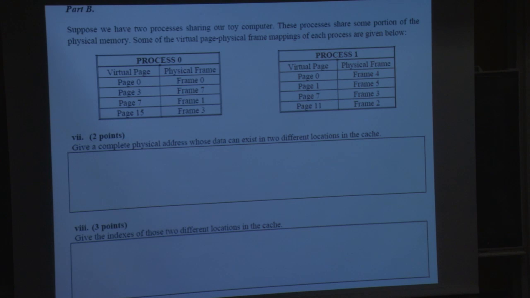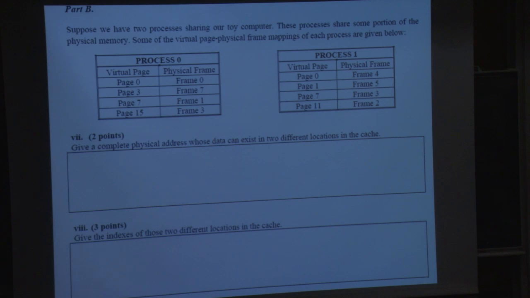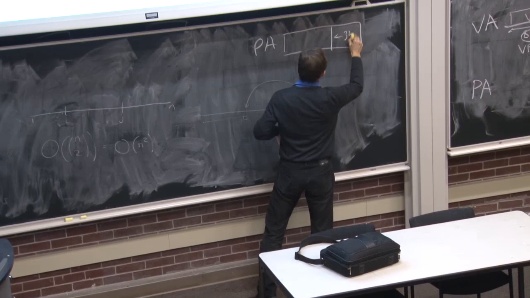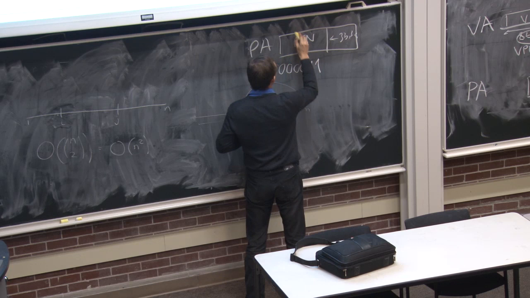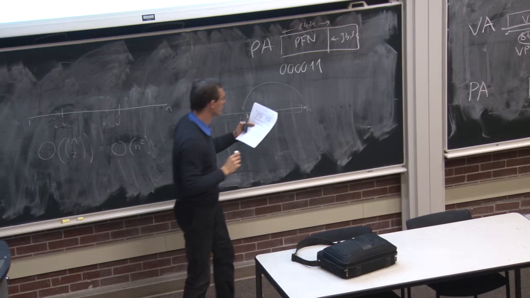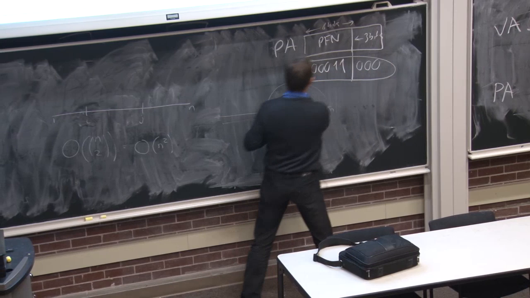And frame 3 maps to page 15 and page 7. But we're asking for the physical address. So the answer is any location in frame 3 can potentially go to multiple locations in the cache. So what is an address in frame 3? Again, I'll replicate our physical address here at the bottom. 3 bits is the page offset. This is the physical frame number. So our physical frame number should be 000011, because this is 6 bits, and we want an address in frame 3. Any address in frame 3 would do. So I'll just take the first byte in frame 3. And this is the address. This address can exist in multiple locations in the cache.